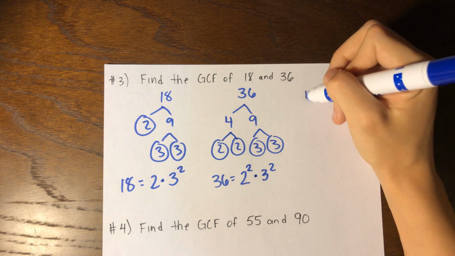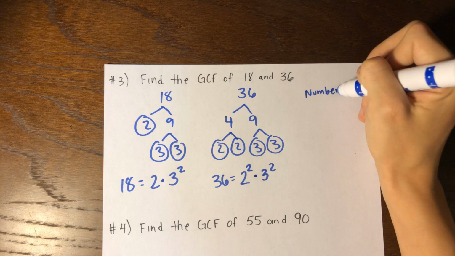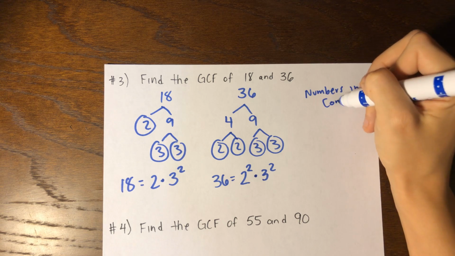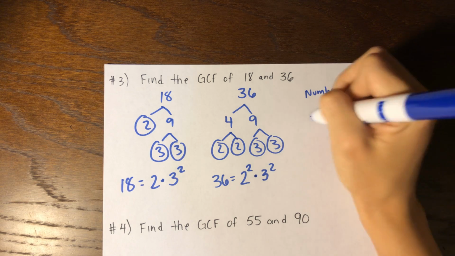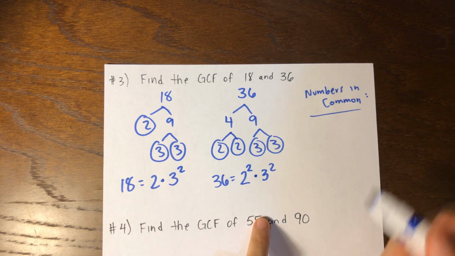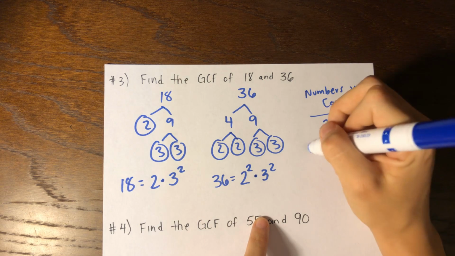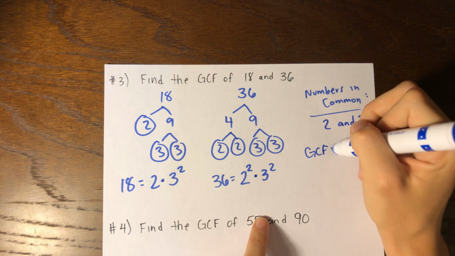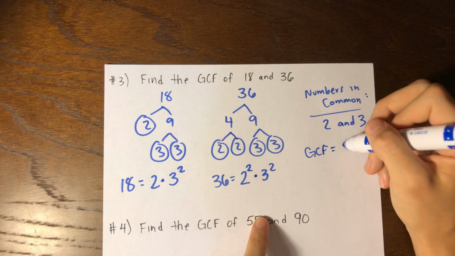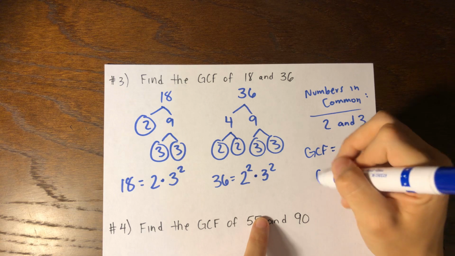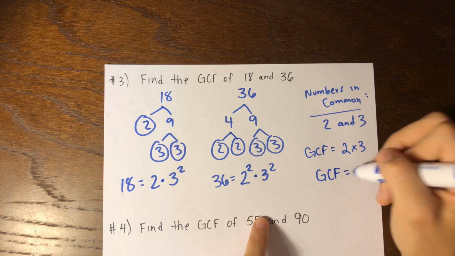Okay, so numbers in common. What are their numbers in common? They both have 2 and they both have 3. So their GCF is going to be equal to 2 times 3. Their GCF is 6.